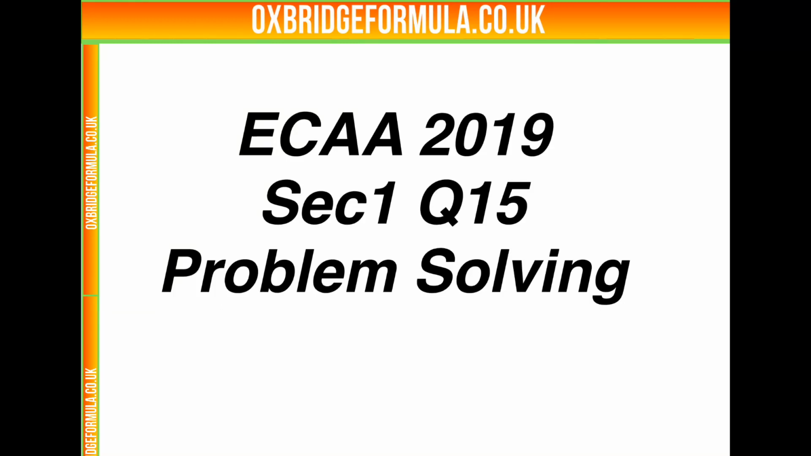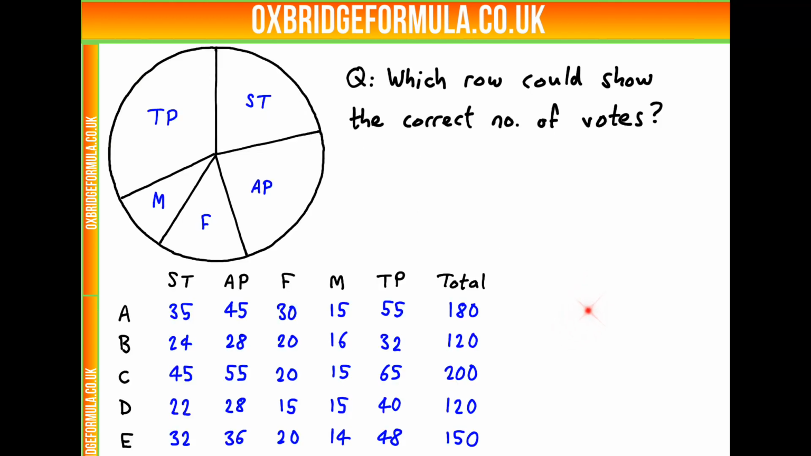This is question 15 on problem solving from section 1 of the 2019 ECAA. So we're told that someone is organising an end of term treat for their school year, and this is the results of the votes. We've got votes for the theme park, steam train, adventure playground, farm and museum. We're given 5 different options for the breakdown of the votes in terms of the raw numbers, and we're asked which one of these rows could show the correct numbers of votes.